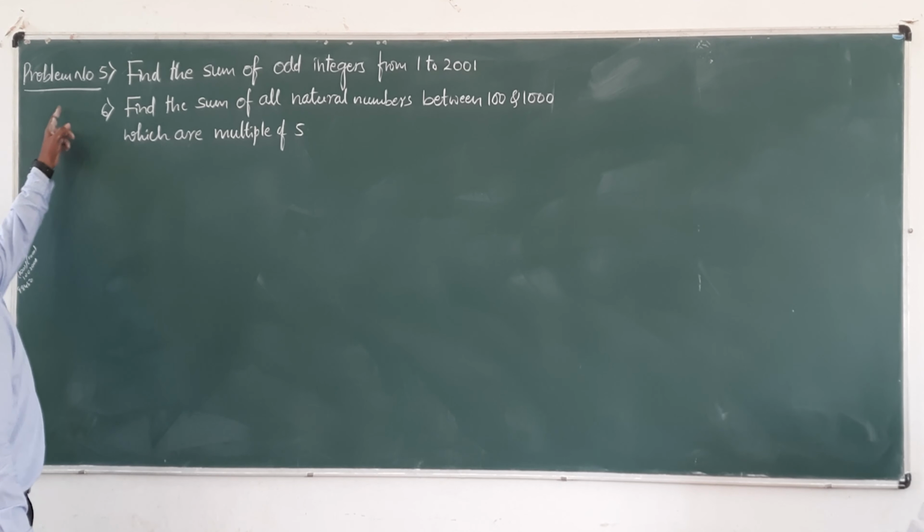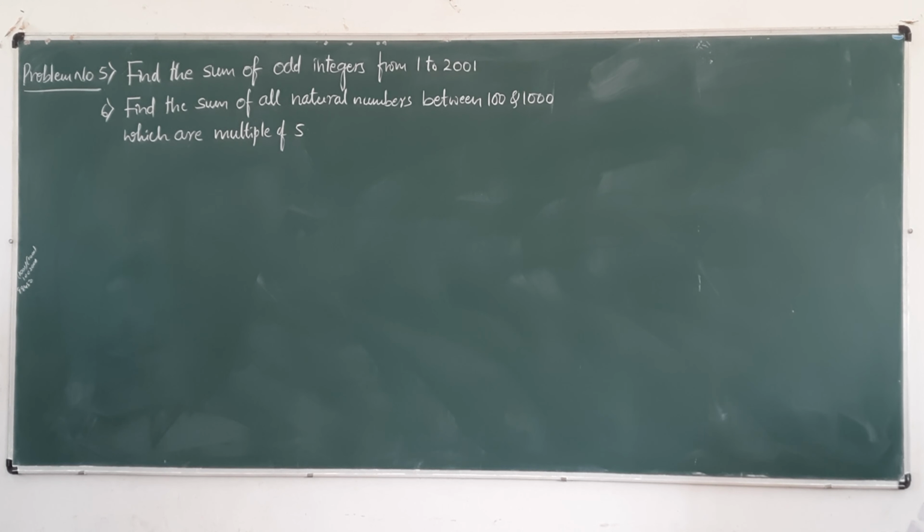Okay. Next problem number 5, based on the arithmetic progression. Okay, problem 5 almost based on arithmetic progression. So look here, the question, find the sum of odd integers, only odd positive integers from 1 to 2001. Only take positive odd integers from 1 to 2001.